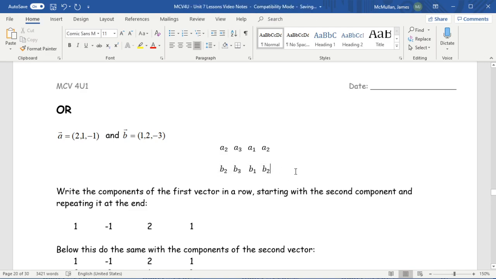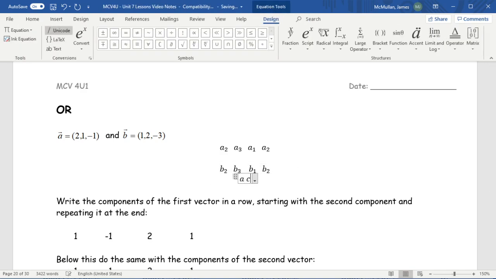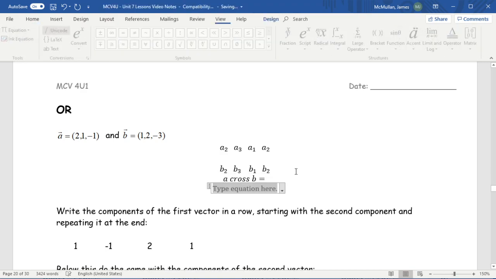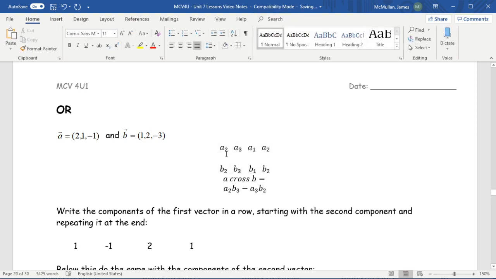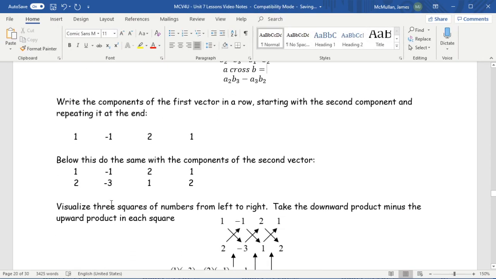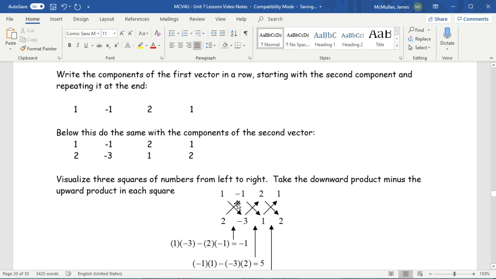Now, the cross product, so A cross B equals A2 B3 minus A3 B2. So basically what you do is you make a little X here, and I'm just going to use the picture that they have because it's perfectly good.